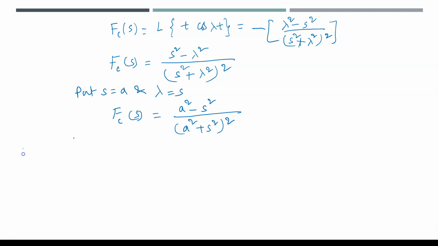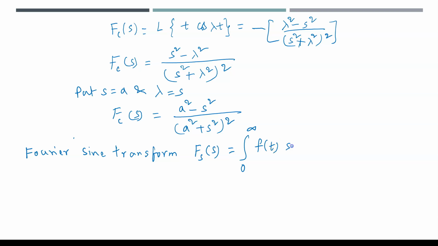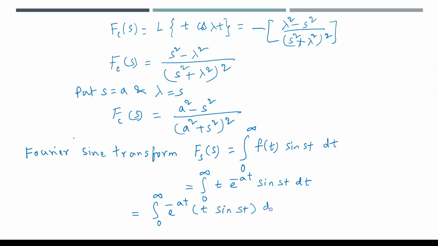Now let us find the Fourier sine transform. Here the Fourier sine transform is fs of s equal to integral 0 to infinity f of t sin st dt. So that is integral 0 to infinity t e power minus at sin st dt. That is integral 0 to infinity e power minus at t sin st dt.